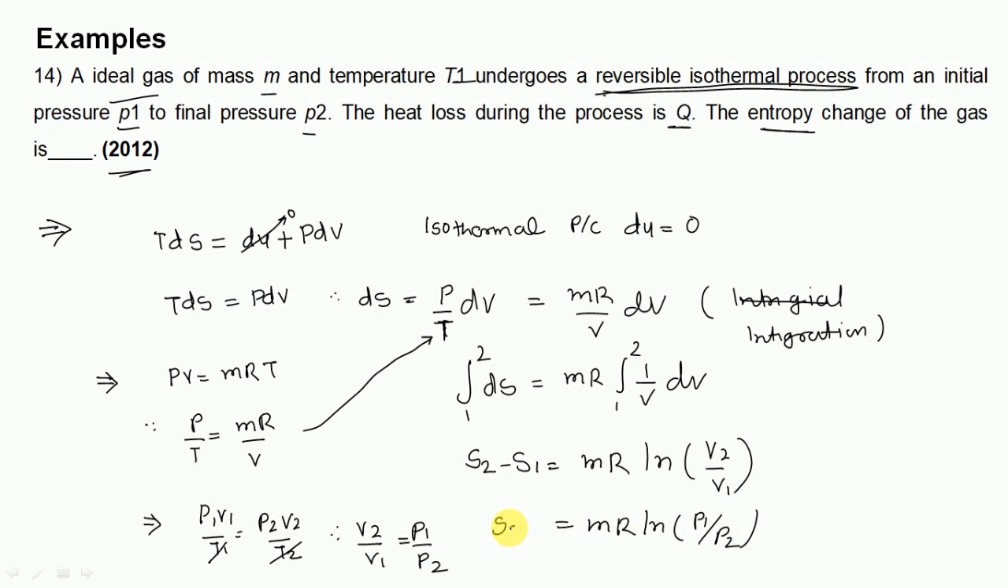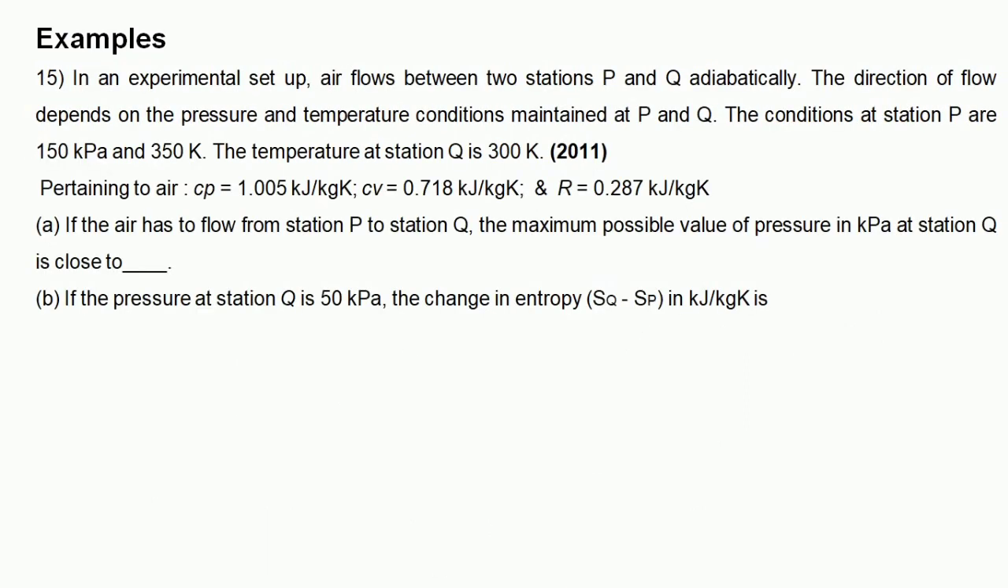Okay, so you can write this equation for entropy change in the form of volume and pressure. Substitute from the given relation. So now we move to the next example.